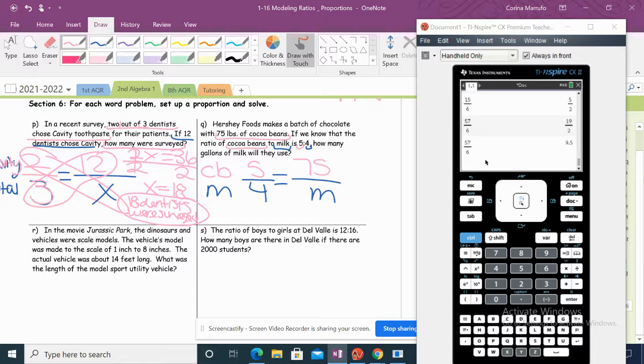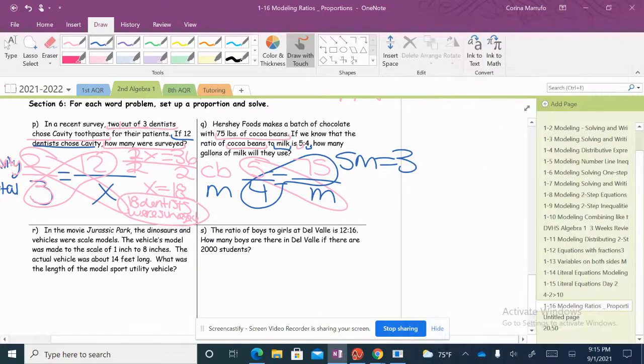Alright, so we already set this up. Remember the 75 goes on top because it's the cocoa beans. And so when we cross multiply, 5 times M gives us 5M. 4 times 75 gives us 300. And then we solve for M by dividing by 5. And what do we get?